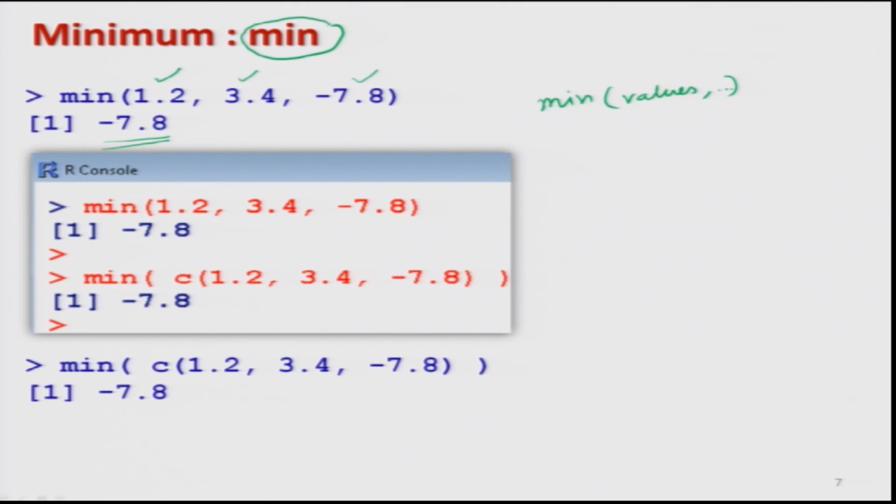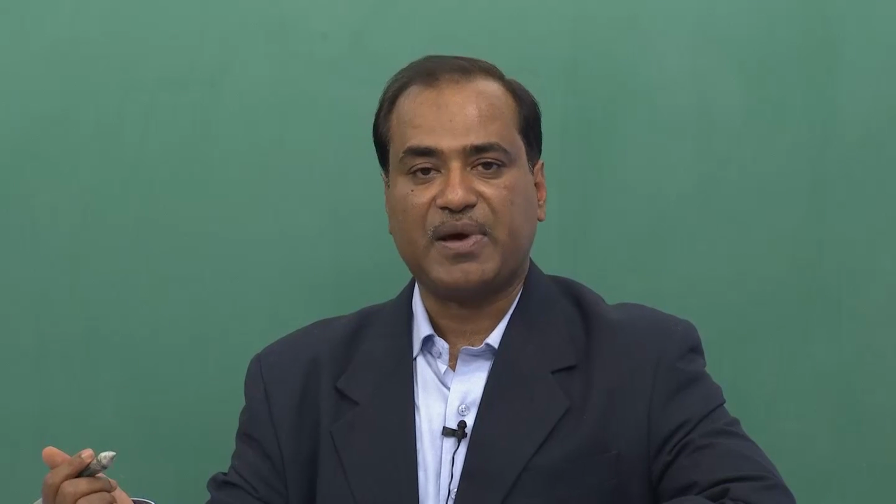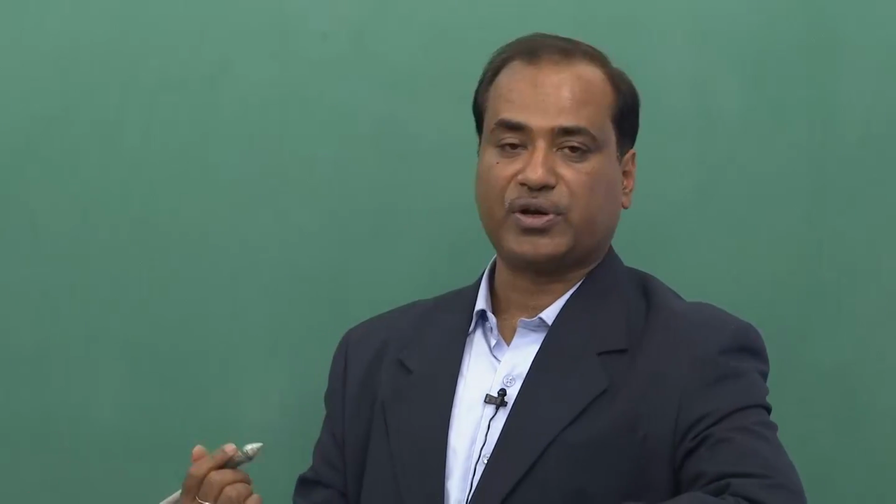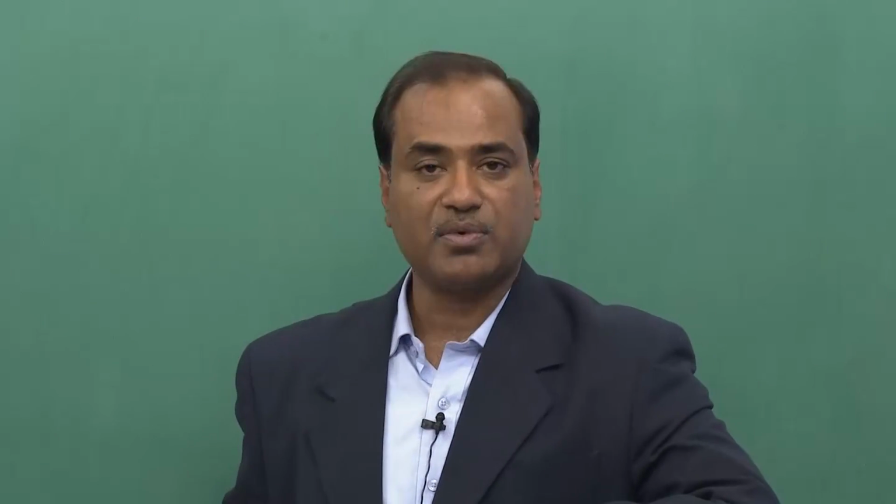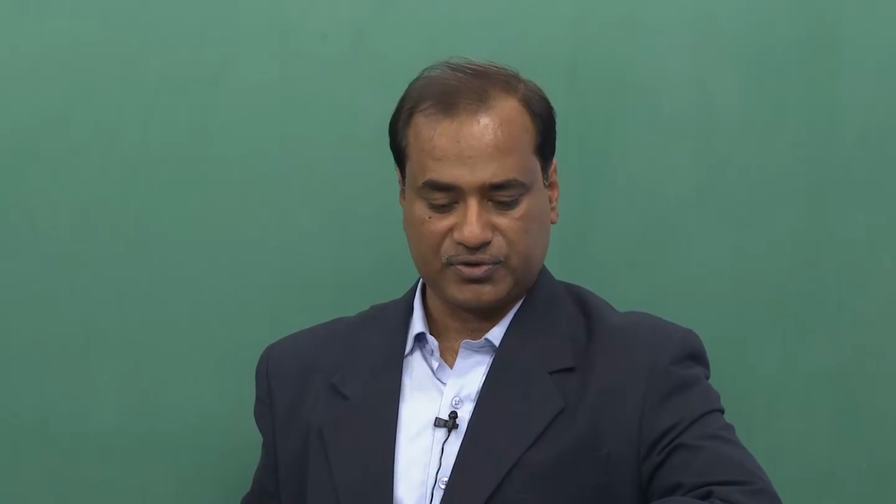And the same thing I can also do in an alternative way, that I can combine all the 3 values with this combine operator c, and I can write all these values inside the bracket, and then I use the function min. So minimum is another function which is built in inside the base package of R, and you can directly obtain the minimum value from a given set of values.